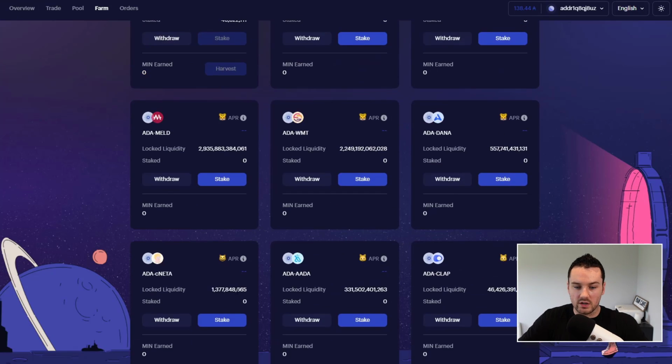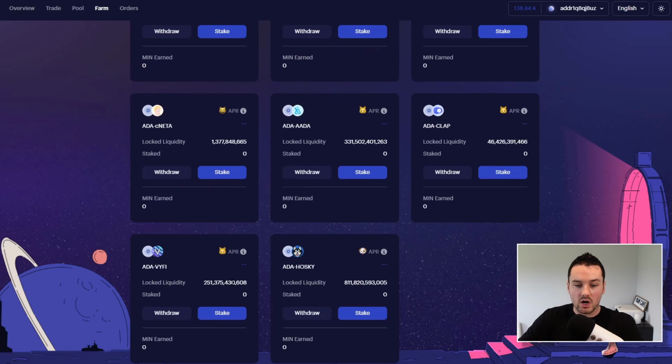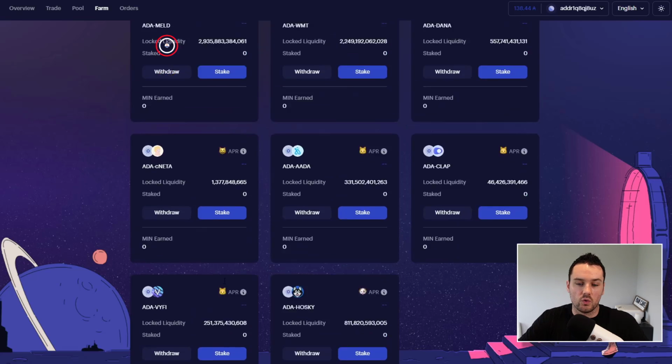Again, you can provide liquidity, or you can get into yield farming for any of these pairs here once you have already provided liquidity.